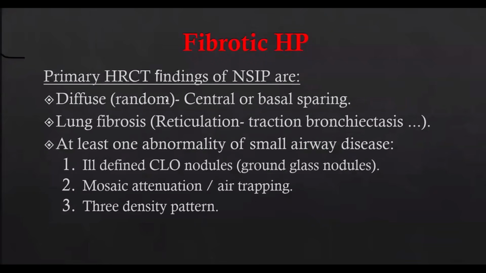Fibrotic hypersensitivity pneumonitis. The distribution of the fibrotic changes can be diffuse, sometimes central, sometimes basal sparing. Lung fibrosis, reticulations, and traction bronchiectasis, we can see all of these features, but besides these features, you can see one of these abnormalities, small airway disease, either ill-defined centrilobular nodules, and these centrilobular nodules, by the way, will be ground glass nodules, mosaic attenuation, and air trapping.